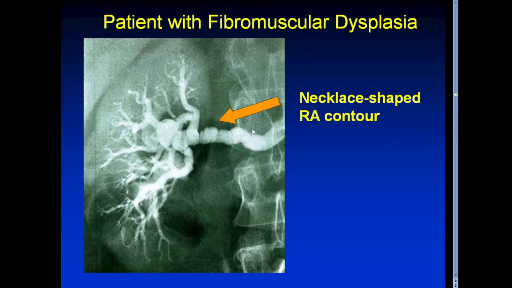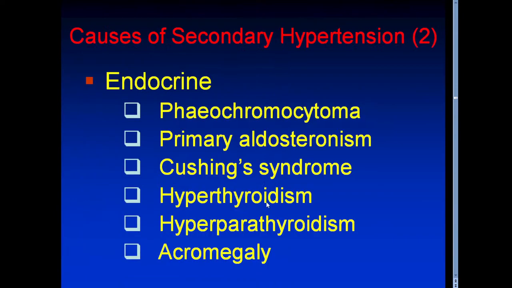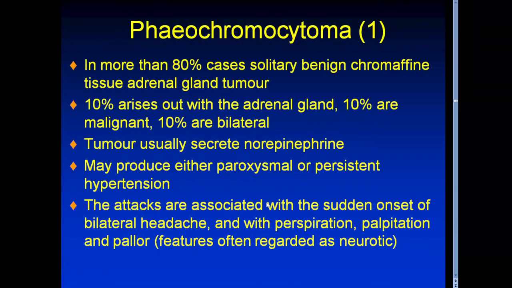Neck-like shaped renal artery contour. Other causes of secondary hypertension, endocrine. It can be pheochromocytoma, primary aldosteronism, Cushing syndrome, hyperthyroidism, hyperparathyroidism, and acromegaly. Pheochromocytoma, in more than 80% of cases, is a solitary benign chromaffin tissue adrenal gland tumor. 10% arise outside the adrenal gland, 10% are malignant, 10% are bilateral.